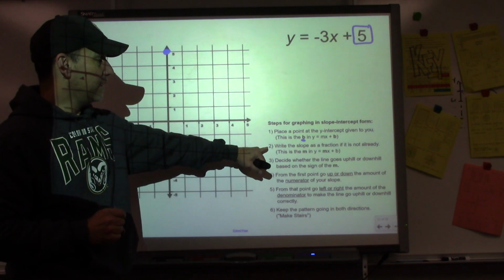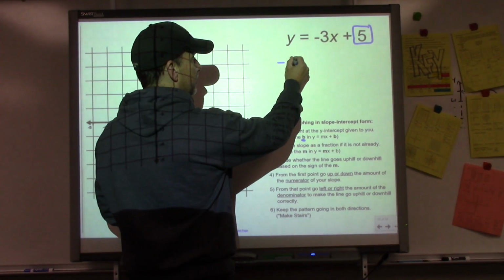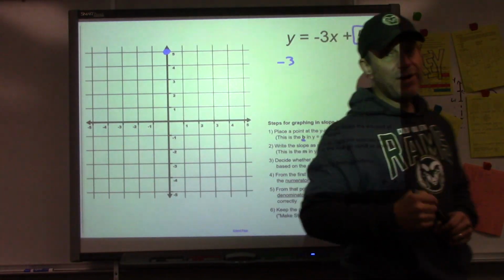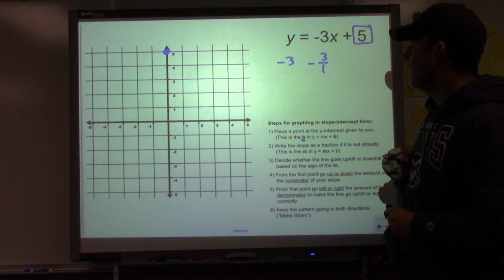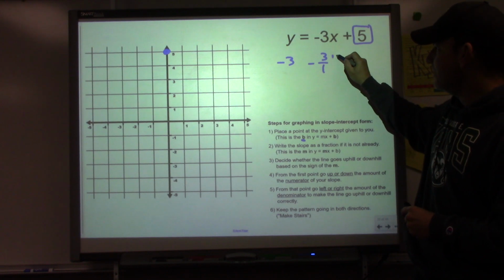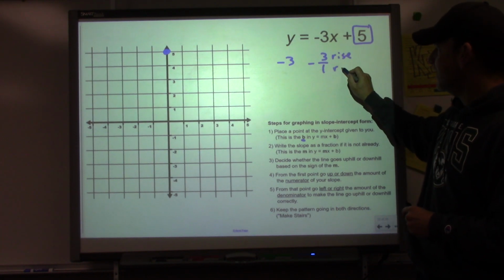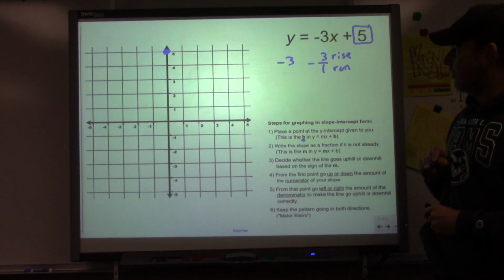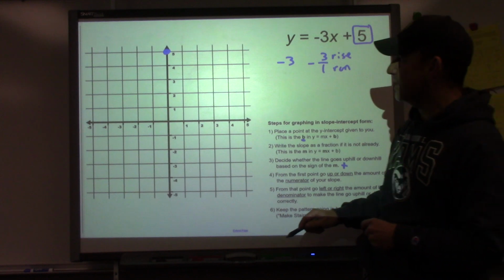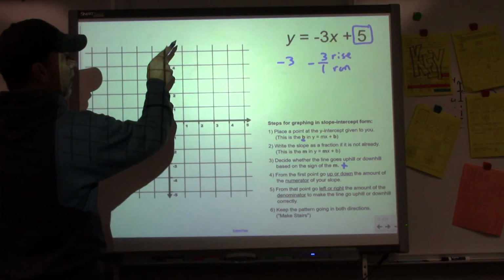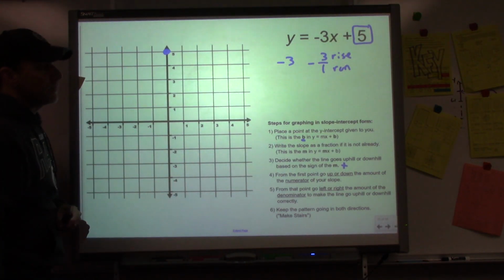All right, second, we're going to write the slope as a fraction, so we have negative 3. As a fraction, we would write that as negative 3 over 1, because we need to see a rise and we need to see a run. So from that point, step 3, we're going to know that it goes downhill, right? So we're expecting a line that's going to go down this way, right?